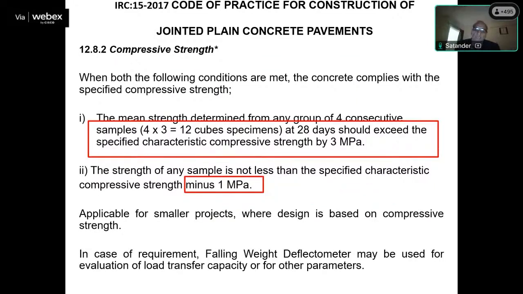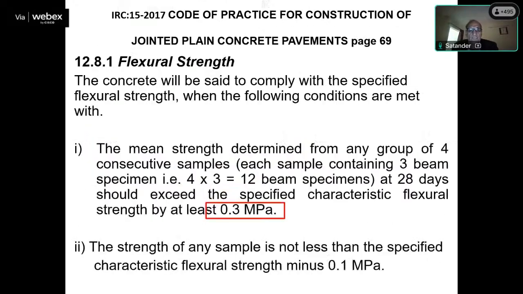The same thing happens in the case of concrete road also, FCK plus 3. Another thing, you can say flexural strength also, FCK plus 0.3, 4.5. So 4.8 is the acceptable flexural strength also.